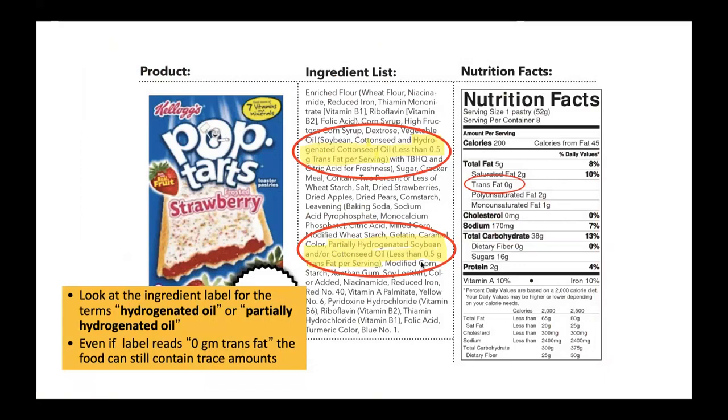Most of the time you won't find these listed as trans fat at all, but rather as ingredients that contain trans fat, mainly partially hydrogenated oil and hydrogenated oil. So always look at the ingredient label for the terms hydrogenated oil or partially hydrogenated oil. And even if the label says 0 gram trans fat, the food can still contain trace amounts of it.